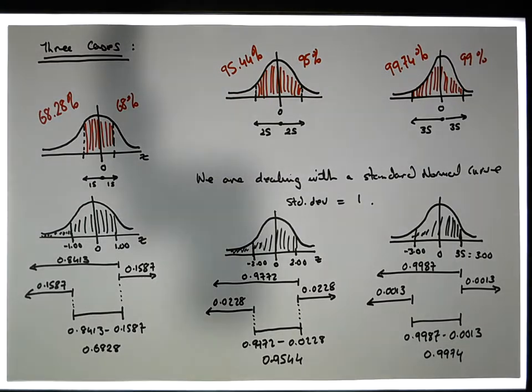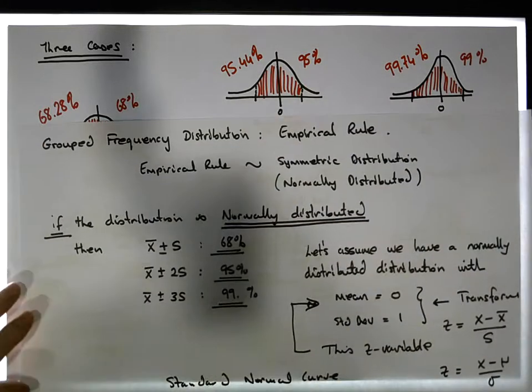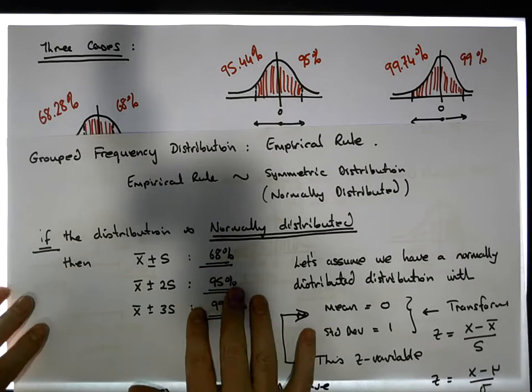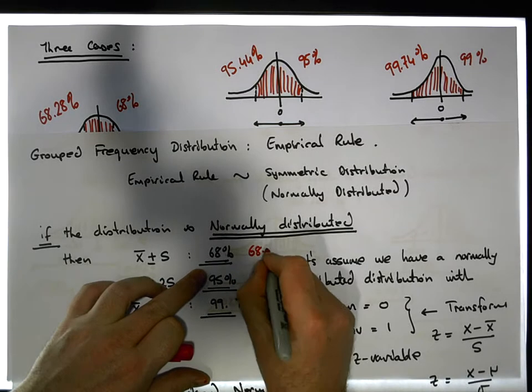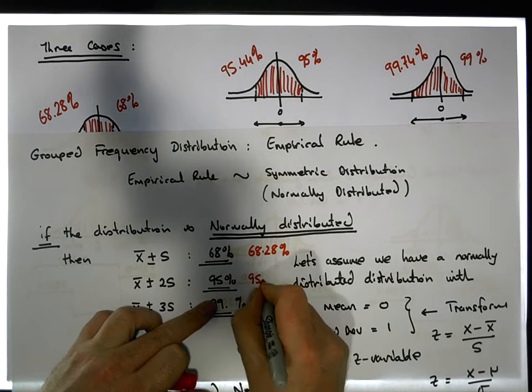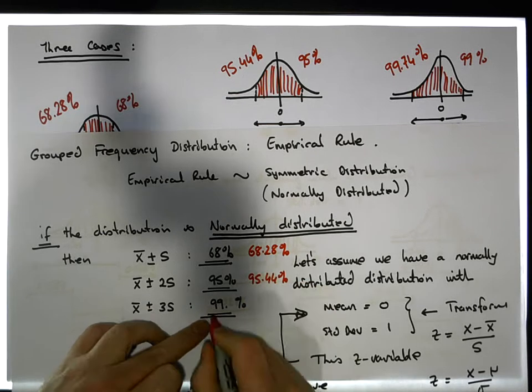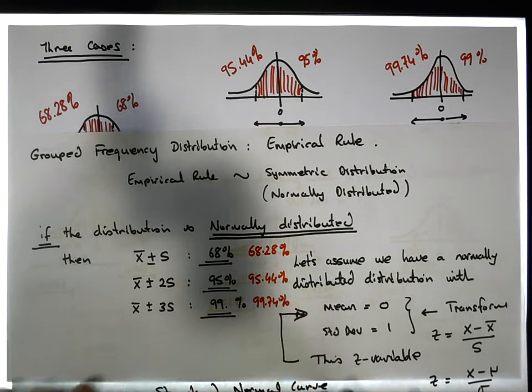Okay. So let's just update our table here, or update what we had earlier on. To be more precise, this should be 68.28%. This should be 95.44%, and finally this should be 99.74%. Okay, so what am I saying?